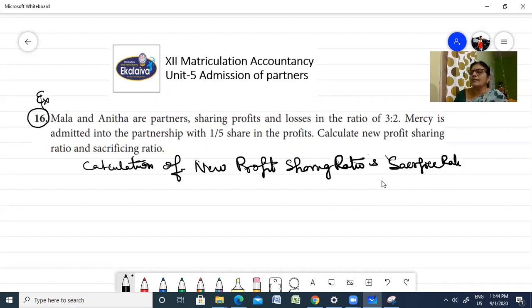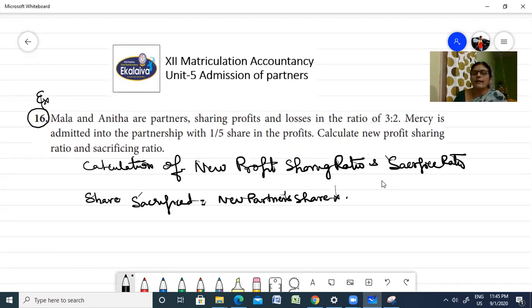Now here in this case, they have not given you the share sacrifice or the proportion of share sacrifice. When both are not given, you have to remember this formula. Share sacrifice is equal to new partner's share into old share.